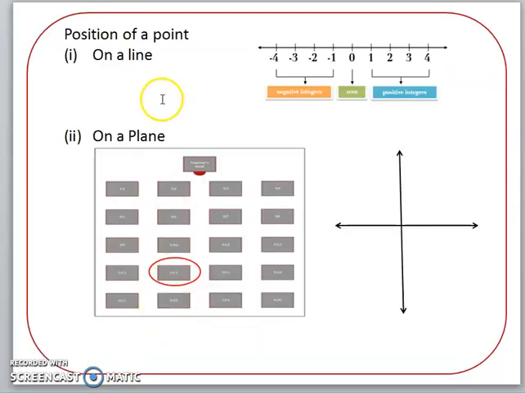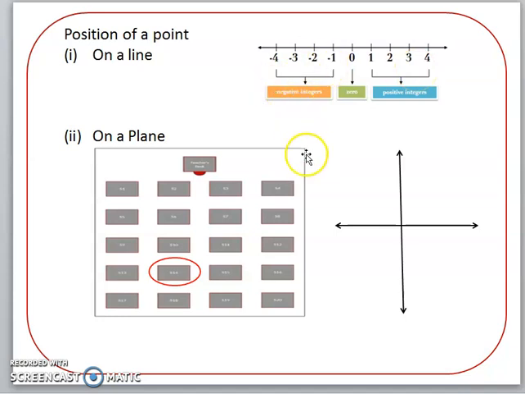Now you have already seen how to represent integers and rational numbers on a number line. That is, you have 0 in the center, and to the right hand side of 0 you have all positive integers, and to the left hand side of 0 you have all negative integers. You have also learnt how to insert rational numbers or fractions in between these integers, and even irrational numbers like square root of 2, square root of 3, etc. You have learnt how to plot on the number line.